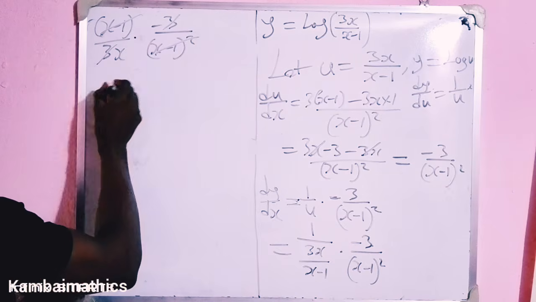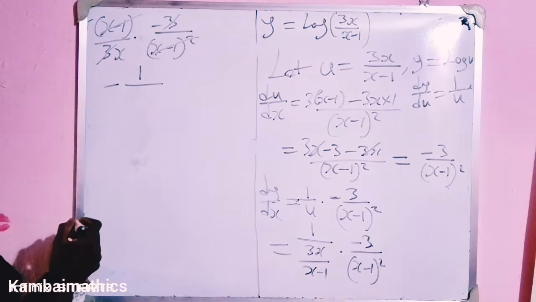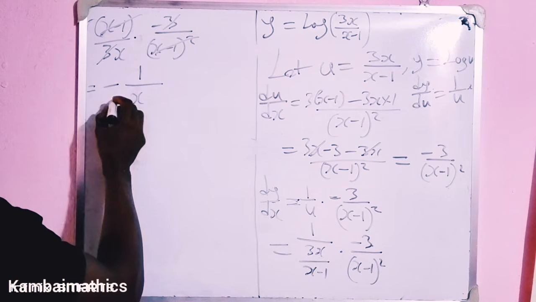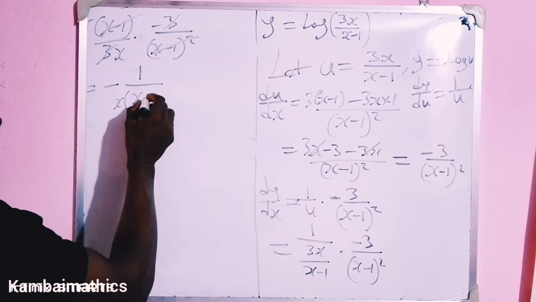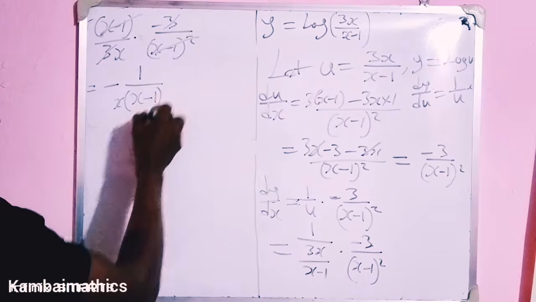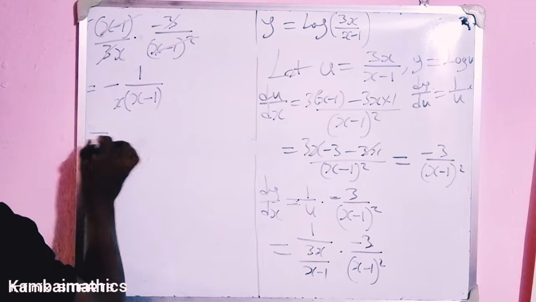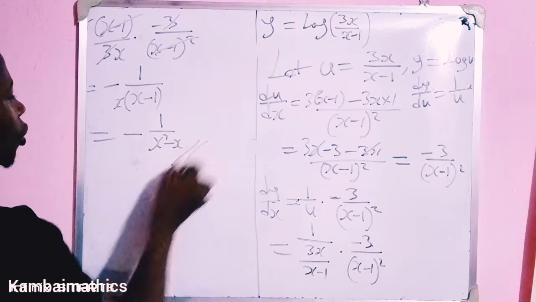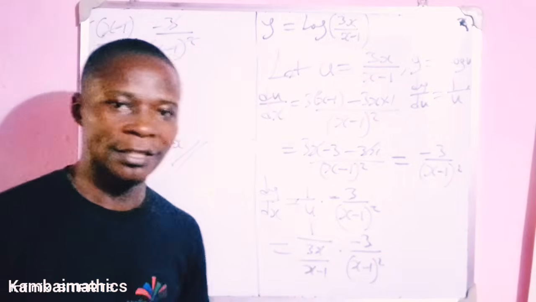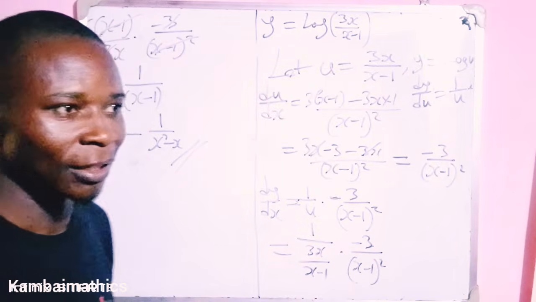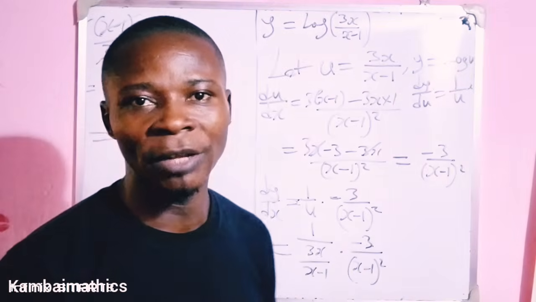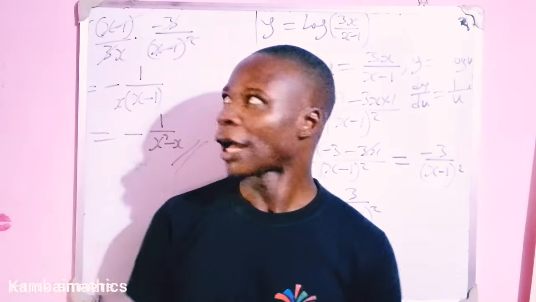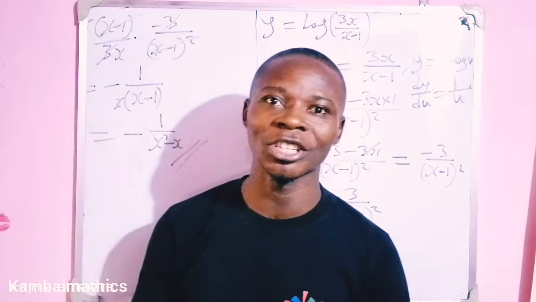You are left with minus 1 all over x, open bracket 1, this is minus 1. You can leave it this way, or you have this one as minus 1 all over x squared, then minus x. Whichever one you leave it, it is still the same answer. So this is how we solve problems in logarithmic function, trigonometric function, and also exponential function.